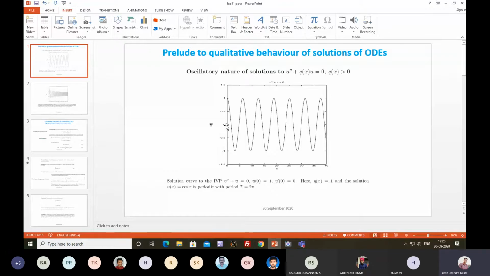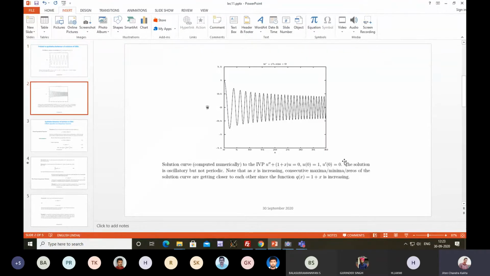And again, if you draw a line here at y equal to 0, you will see that the solution curve is crossing the x-axis at certain number of points here, and you already have an idea what those points could be. Okay, fine. And of course, here q(x) is equal to 1. So now let me move to the next one.